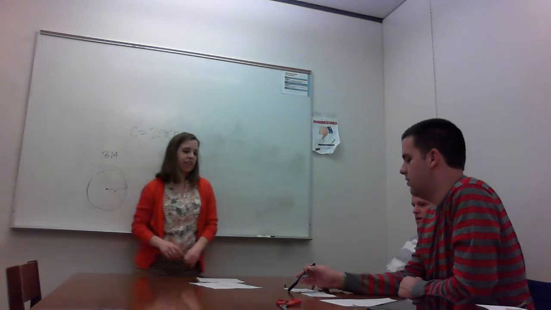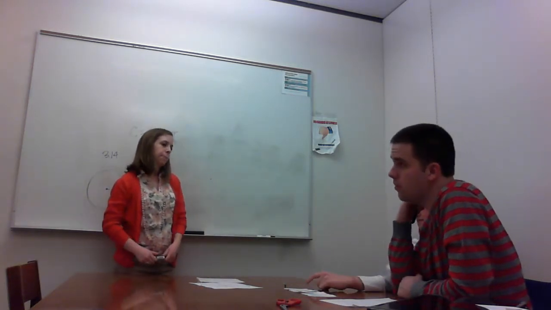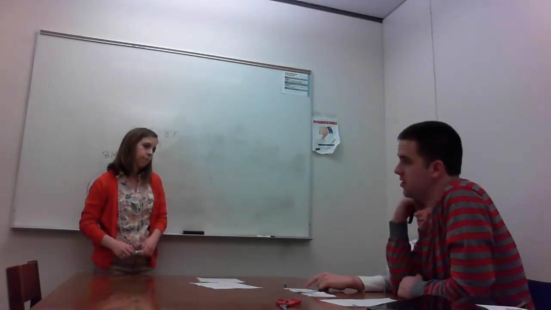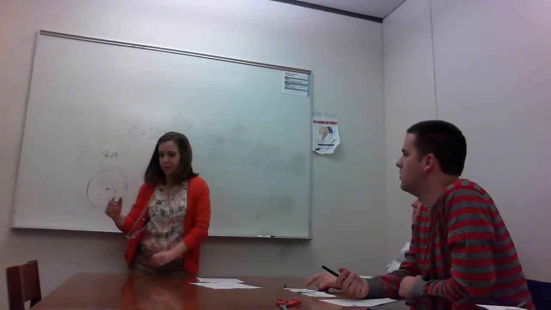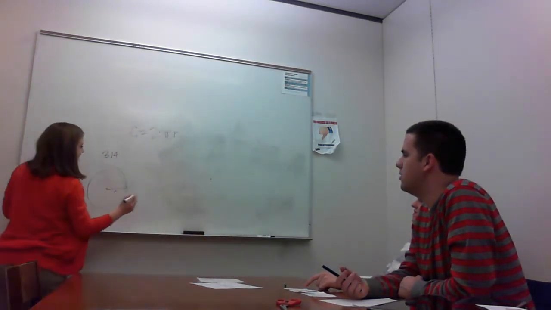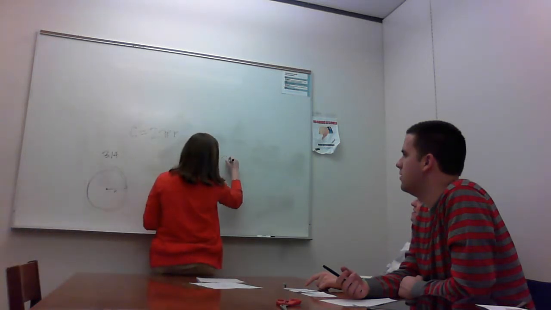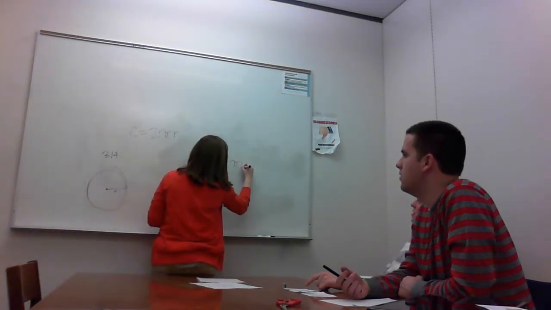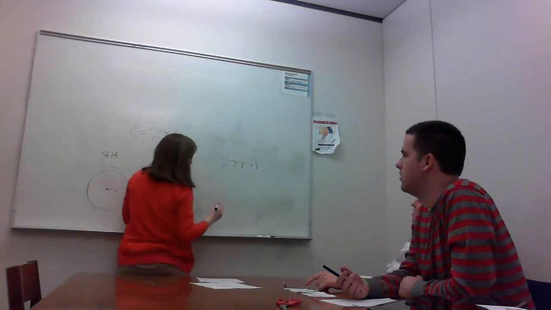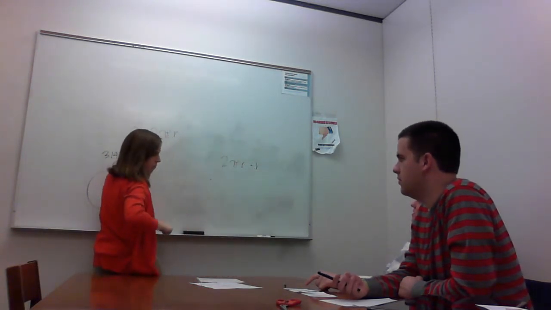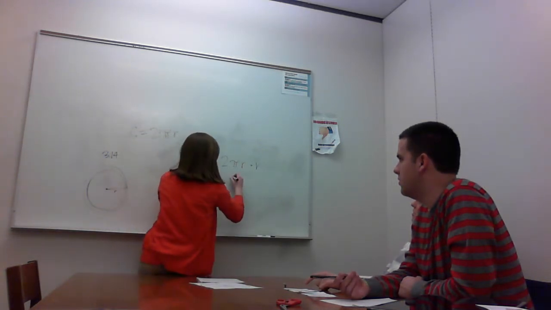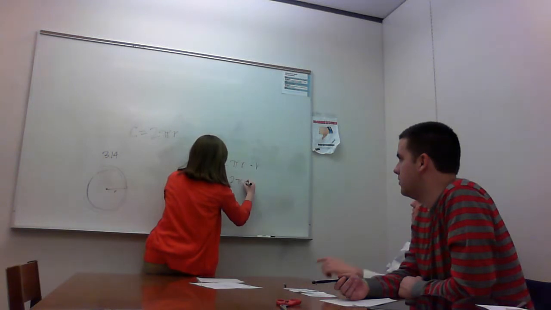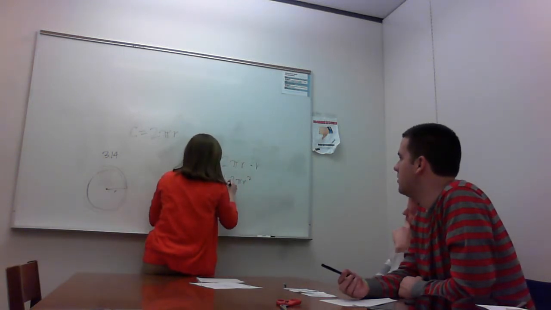Circumference. How would we write that out in a mathematical way? 2 pi r times an r. 2 pi r times r. Does that simplify? Yeah, 2 pi r squared. So that's your final answer?